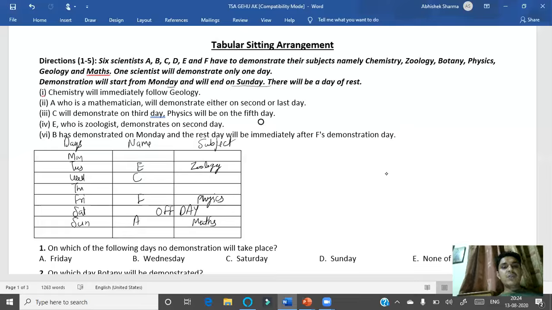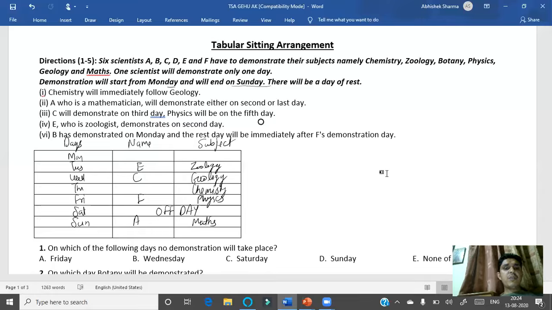Okay. If we go through the first statement, that is chemistry will immediately follow geology, that means we can simply write first geology and thereafter chemistry, because chemistry will immediately follow geology, right? We can write like this. Thereafter, second statement, A, who is a mathematician, will demonstrate either on second or last day. We have already put this. C will demonstrate on third day, and physics will be on fifth day. We have already done this.